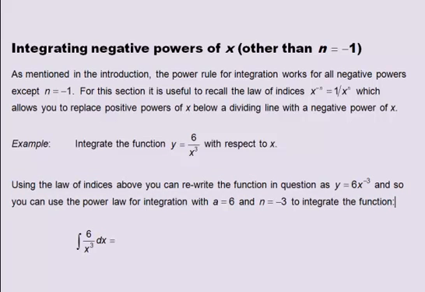The integral of 6 divided by x cubed dx equals the integral of 6 multiplied by x to the -3 dx, which equals 6 multiplied by x to the power -3 plus 1 divided by -3 plus 1 plus c. This equals 6 multiplied by x to the power -2 divided by -2 plus c, which equals -3 multiplied by x to the -2 plus c.